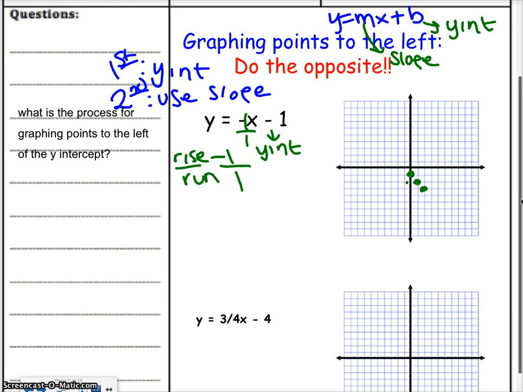Okay, now I can go to the left side, the opposite side. Instead of going down 1, what's the opposite of down? Up 1 over 1. Up 1 over 1. And you should be able to tell that it forms a line.